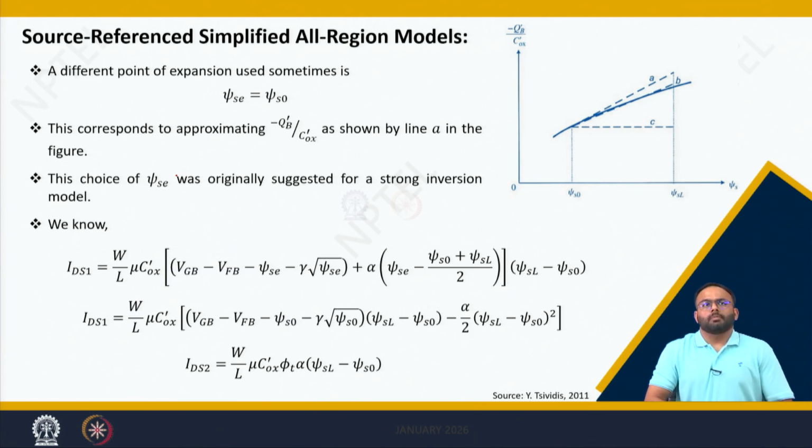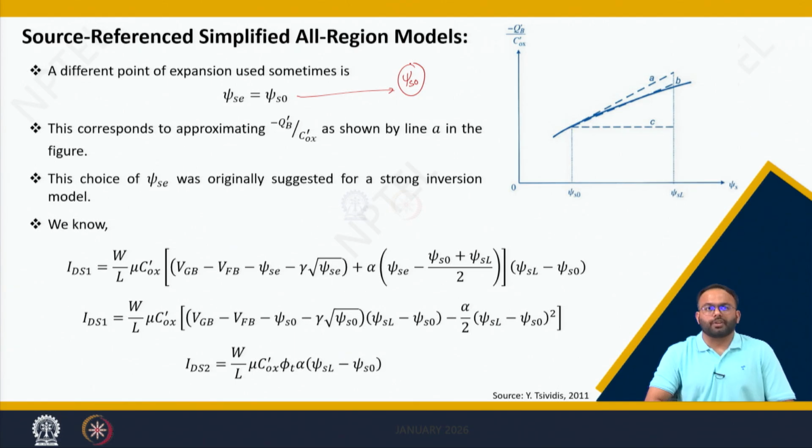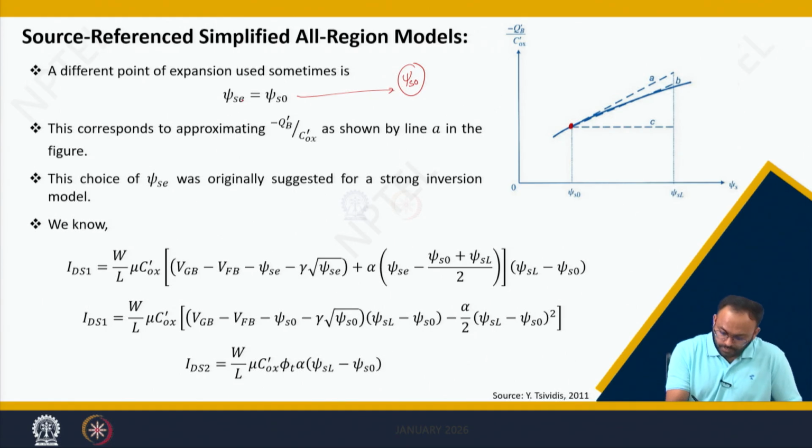Let us see another point where we can change the expansion point. If we choose the expansion point as psi s0, then this is called a source reference simplified model, meaning we are considering the surface potential near the source as our reference point. That is why it is called the source reference simplified model. So if psi SE is psi s0, then alpha is nothing but 1 plus gamma divided by 2 times root psi s0.